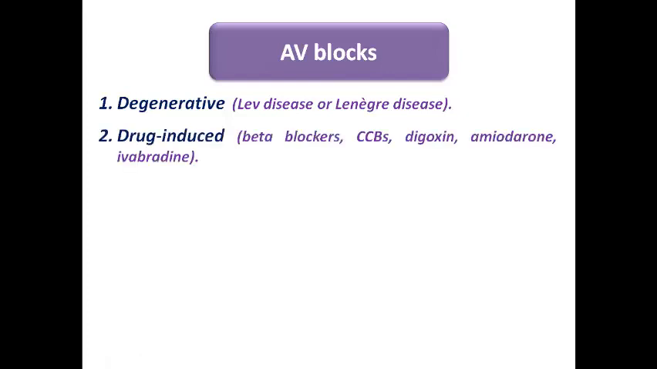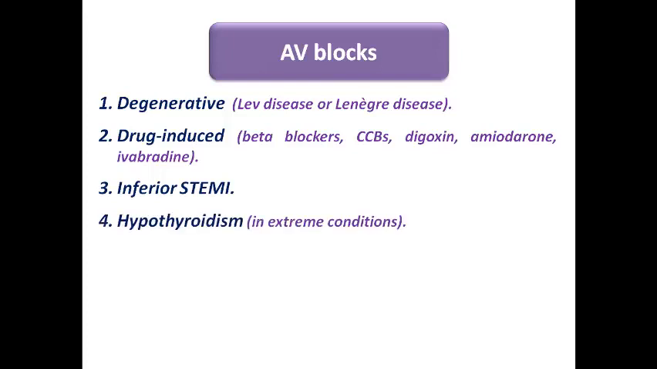Of course, there are other causes like drug-induced, the same medications: beta blockers, calcium channel blockers, digoxin, amiodarone, and even ivabradine. There are some case reports regarding occurrence of AV block with ivabradine. Other causes may include inferior STEMI, which is a very famous cause of AV block, even third-degree AV block, because we know that the AV nodal branch arises in 80% of cases from the right coronary artery, and so it is very common to see AV block in patients with inferior STEMI, and usually it is reversible because it is usually correctable after perfusion of the culprit artery.